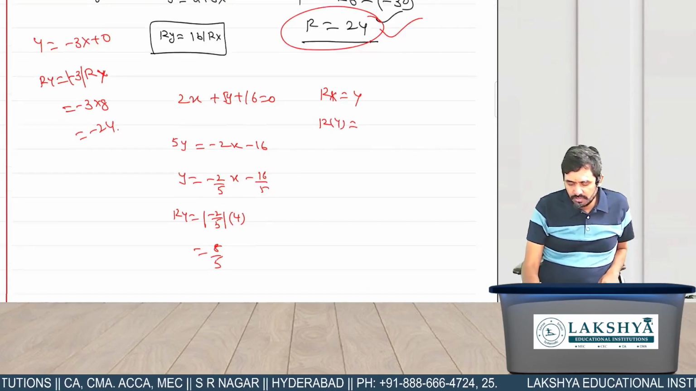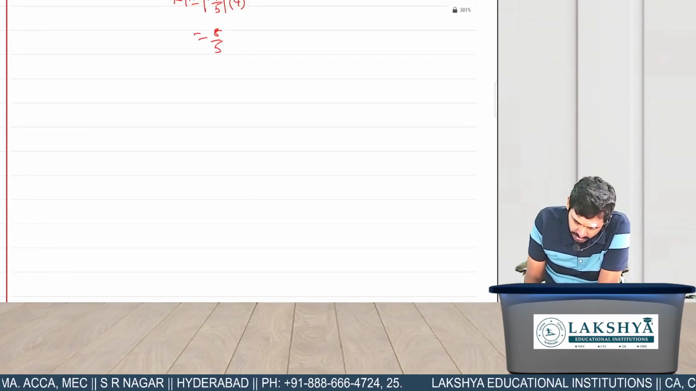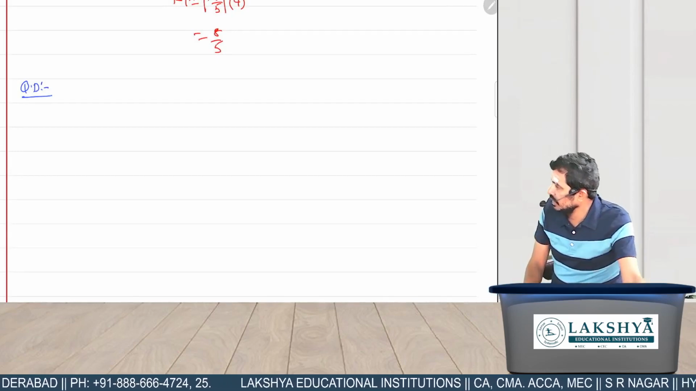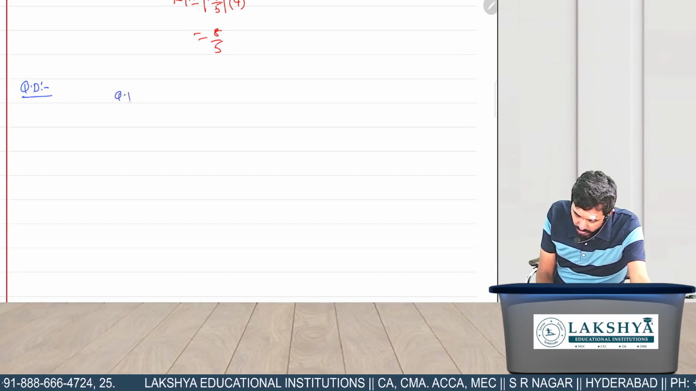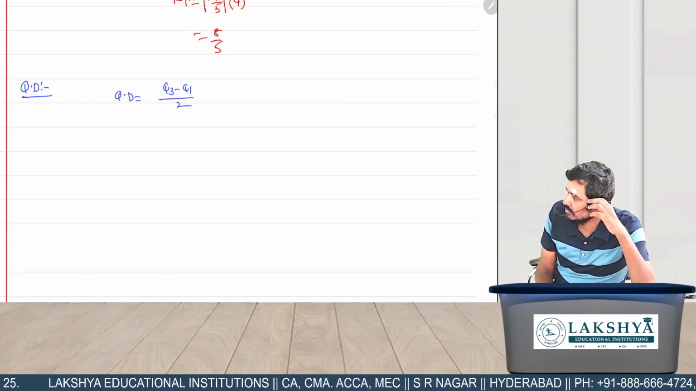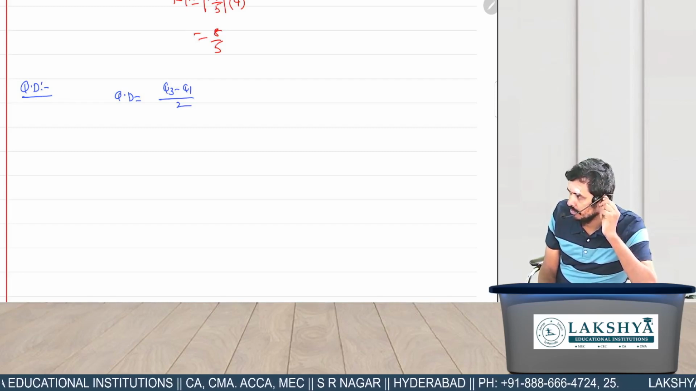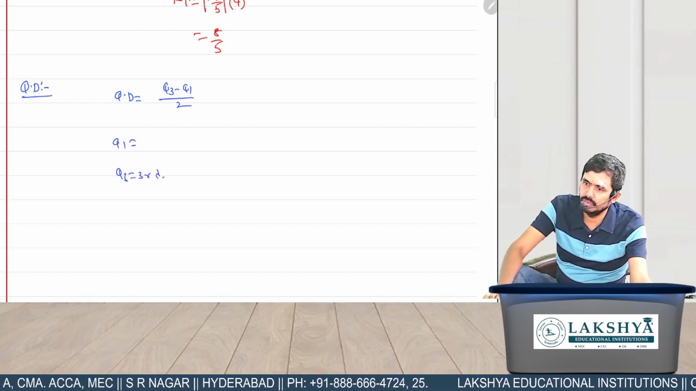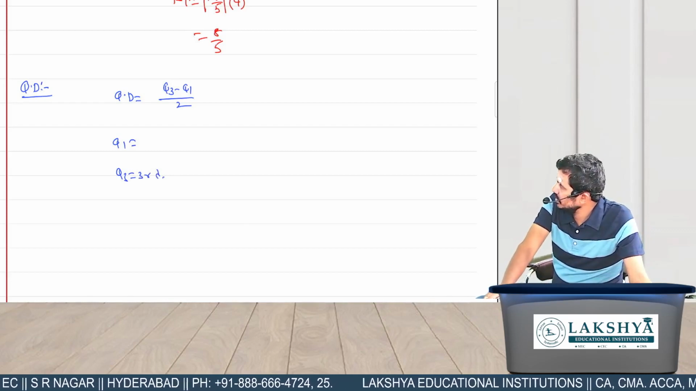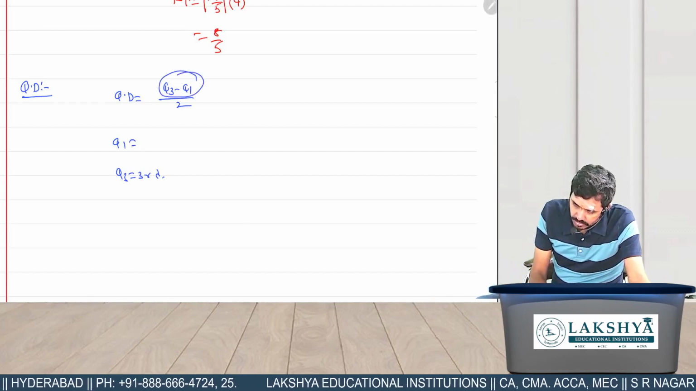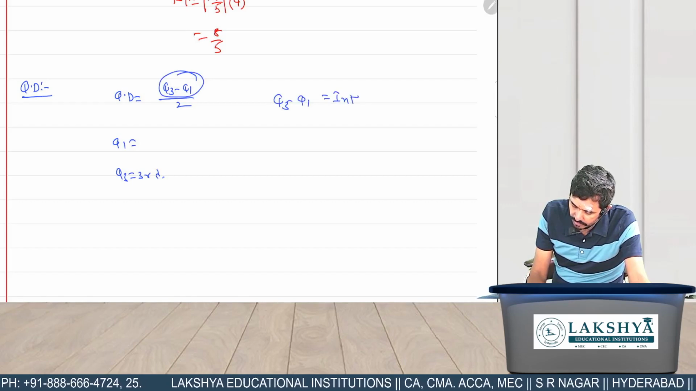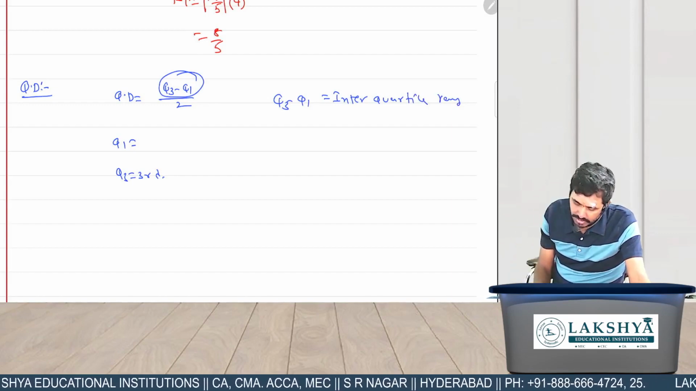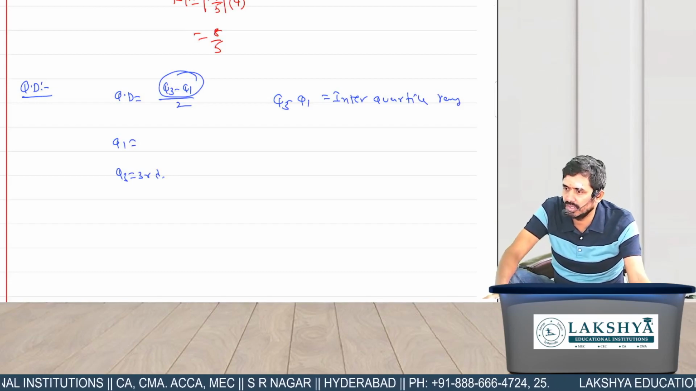Right. Next. This is the concept related to range. Next thing is quartile deviation. The quartile deviation is given by Q3 minus Q1 by 2, where Q1 is the first quartile and Q3 is the third quartile. Q3 minus Q1 is called interquartile range. Half of this is called semi-interquartile range. Another name for quartile deviation is semi-interquartile range.